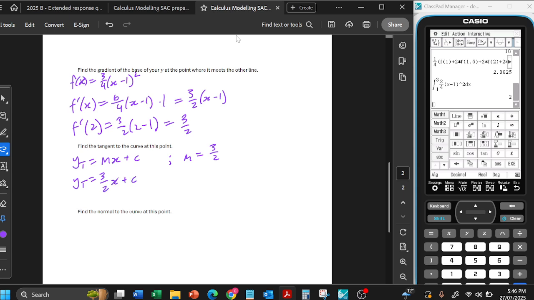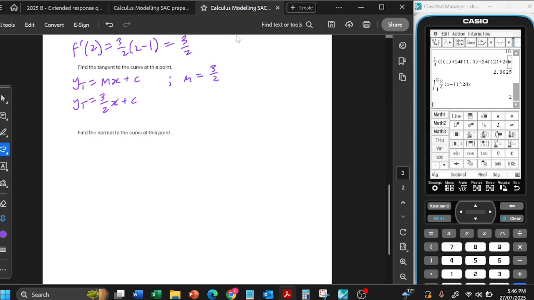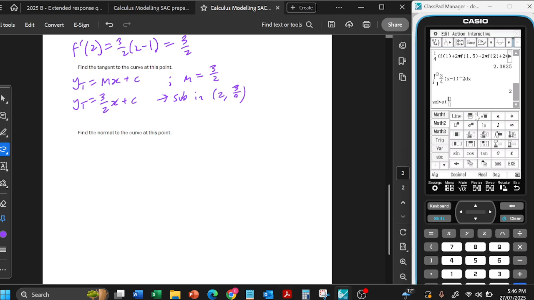And we also know that this tangent line needs to pass through this point, (2, 3/4). So we're going to sub in (2, 3/4), and then we're going to solve for c. So we can just do that on the CAS calculator. Once again, we're going to use the solve function. So solve, we want 3/4 as our y value.